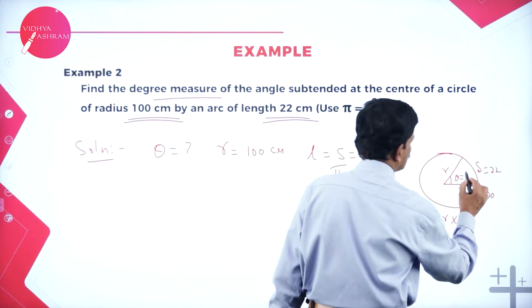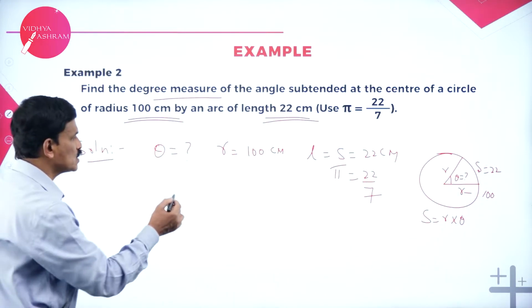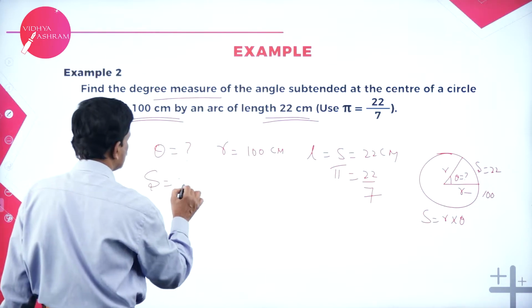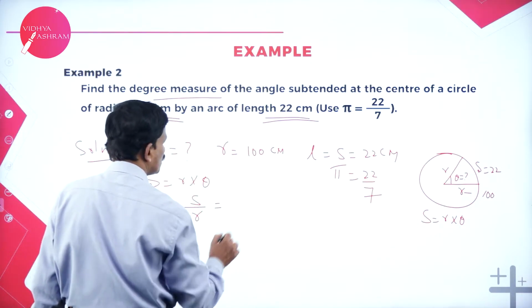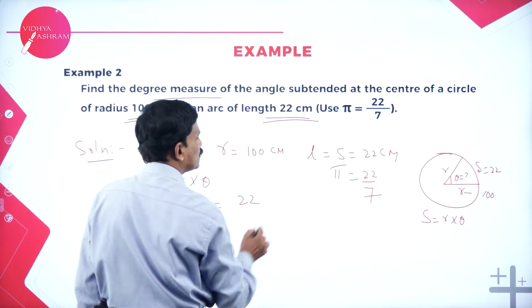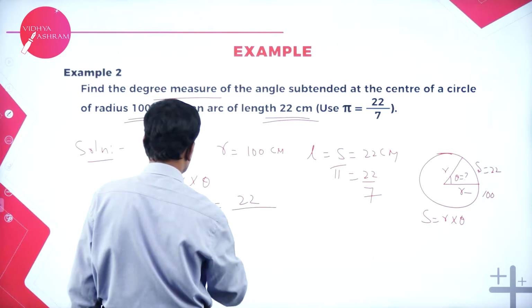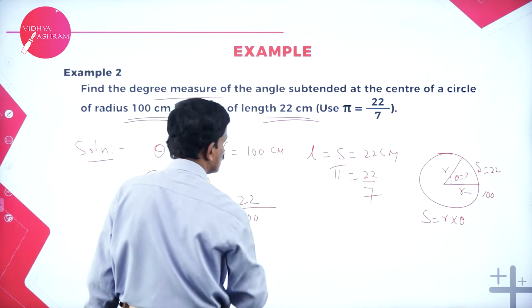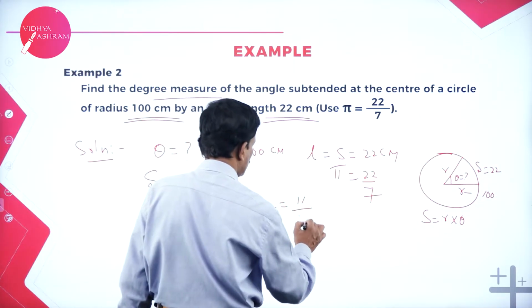Then theta is to be determined. Now, what is the formula? S is equal to R into theta, or theta is equal to S divided by R. What is S? S is equal to 22, divided by R. What is R? R is equal to 100. If you simplify this, divide by 2, it is 11 by 50.